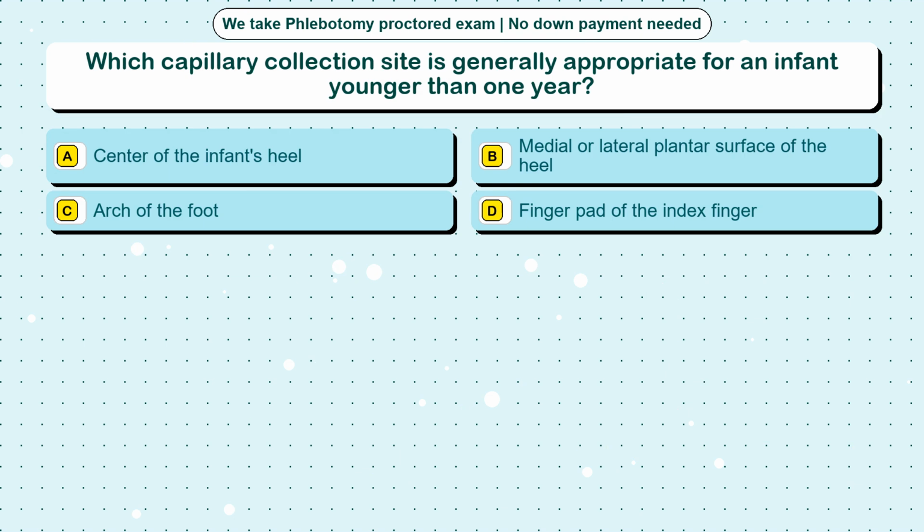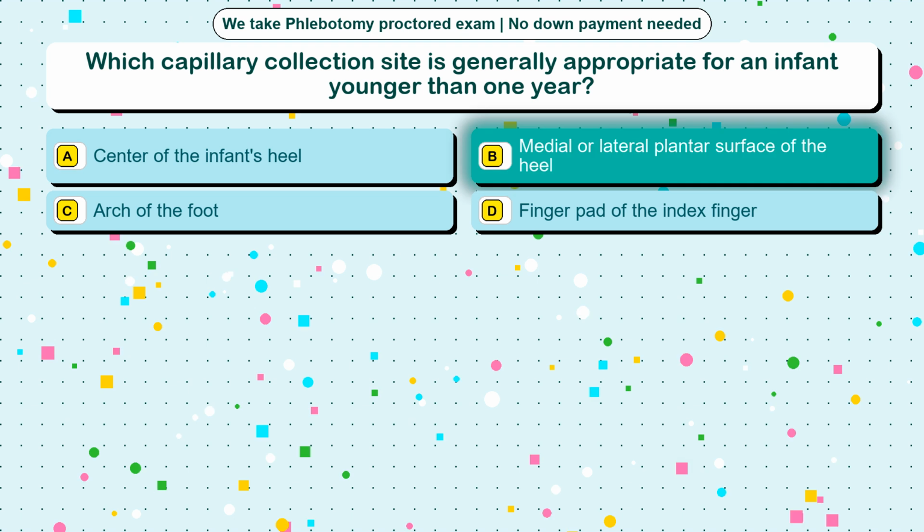Question 23. Which capillary collection site is generally appropriate for an infant younger than 1 year? Option A, center of the infant's heel. Option B, medial or lateral plantar surface of the heel. Option C, arch of the foot. Option D, a finger pad of the index finger.